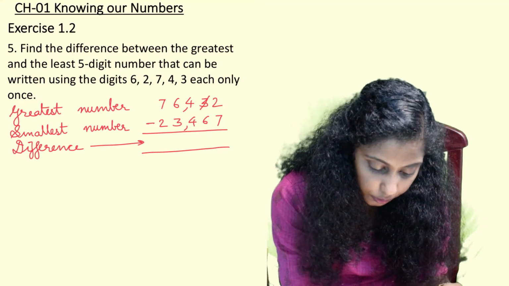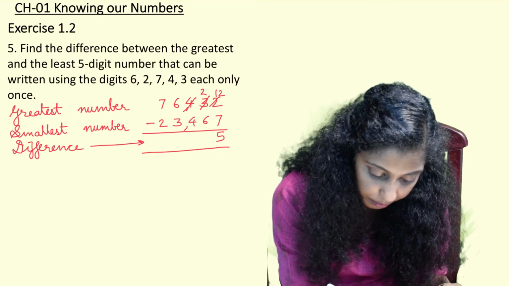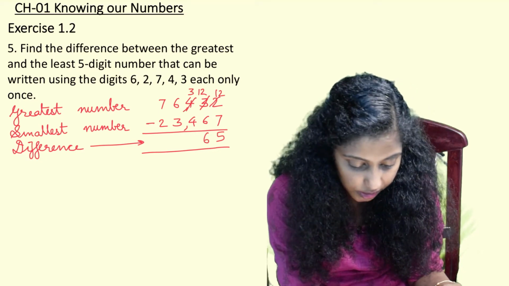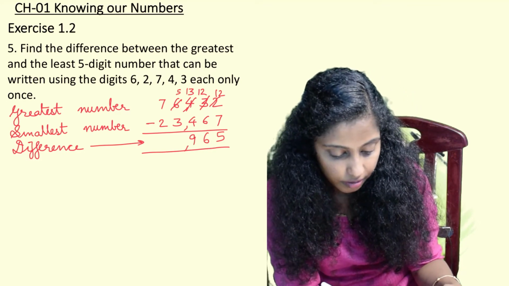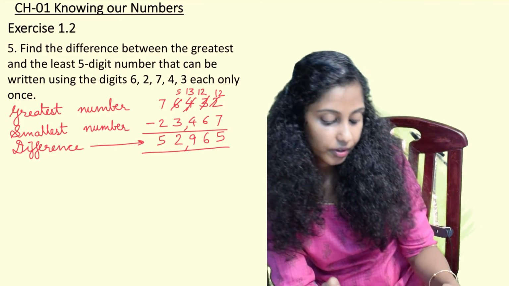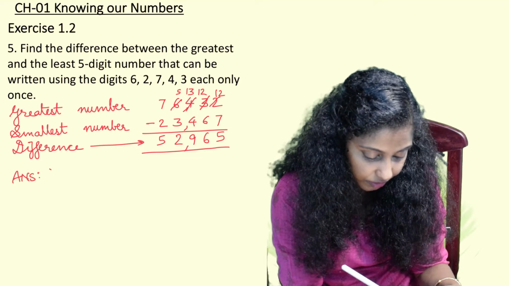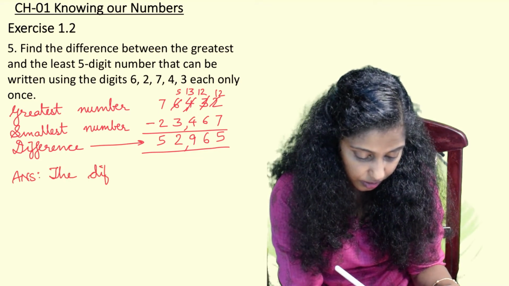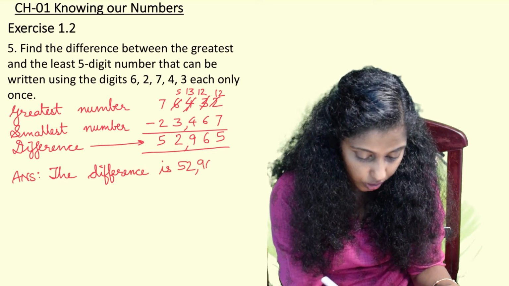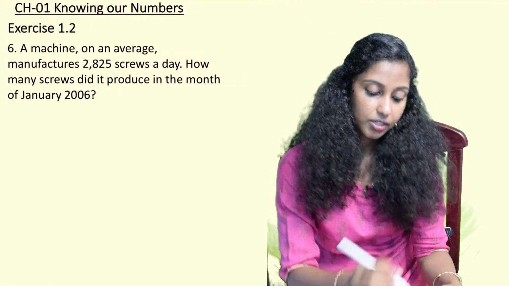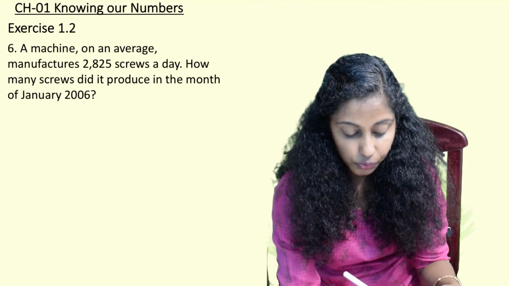2 minus 7 we can't do. So 3 becomes 2. This becomes 12 minus 7, 5. 2 minus 6 can't be done. This becomes 3. This becomes 12 minus 6, 6. 3 minus 4 cannot be done. This becomes 5. This becomes 13 minus 4, 9. 5 minus 3, 2. 7 minus 2, 5. So find the difference. Answer we write the difference is 52,965.